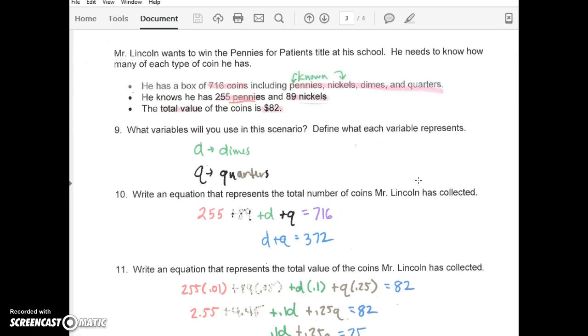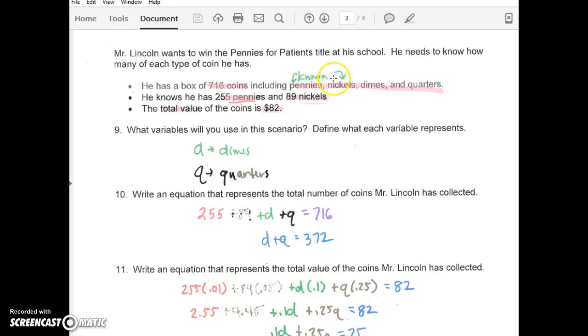All right, third one I think is one of the more challenging ones here because there's a lot going on in this question. Mr. Lincoln wants to win the Pennies for Patience title at his school. He needs to know how many of each type of coin he has. So here's our first situation, I guess. He has a box of 716 coins, including pennies, nickels, dimes, and quarters. He knows he has 255 pennies and 89 nickels. All of a sudden, I know these two pieces of information right here.